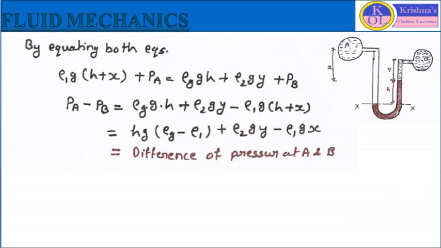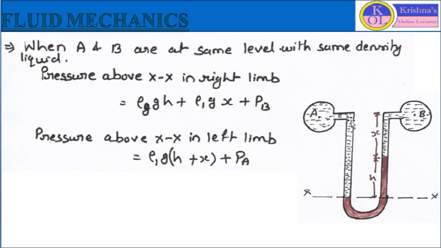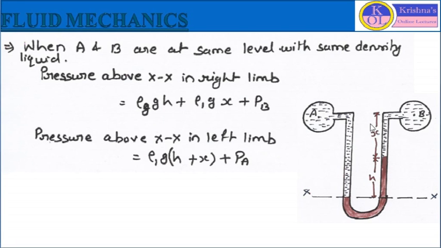Now similarly, if we want to find the pressure difference for the second condition, when point A and point B are at the same level, we will find the pressure in the left limb, then the pressure in the right limb, and then equate both. But here we are changing the condition. Points A and B are at the same level, but the liquid in pipe A and pipe B is the same. It means the density of liquid in pipe A is the same as in pipe B. So for this condition, we have to find the difference of pressure.